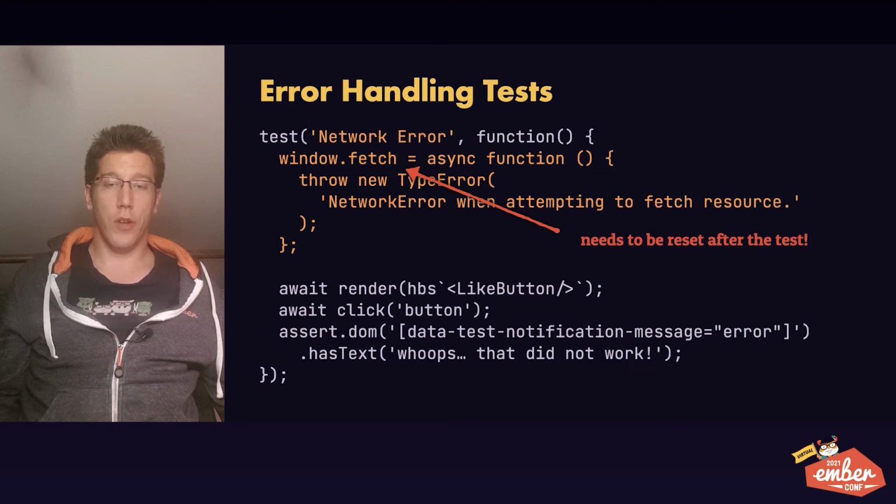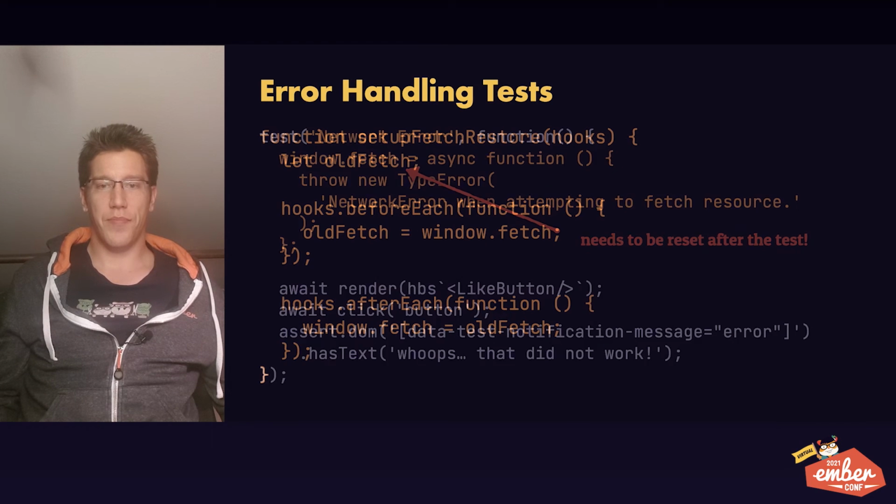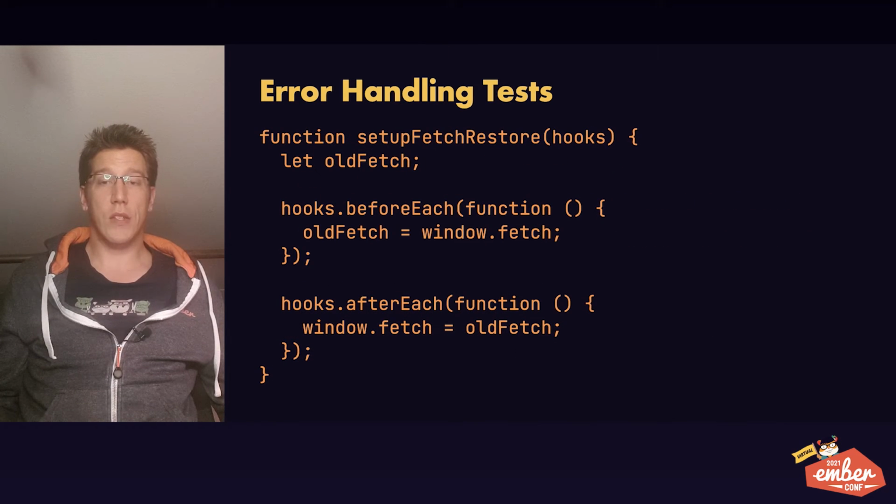But we need to make sure that we reset this mock after the tests. Otherwise, all following fetch requests in other tests might also fail, and that's not what we want. We can solve this by implementing a small test helper. Let's call it setupFetchRestore. It saves the regular fetch in a variable before the test, and after the test it resets it back.